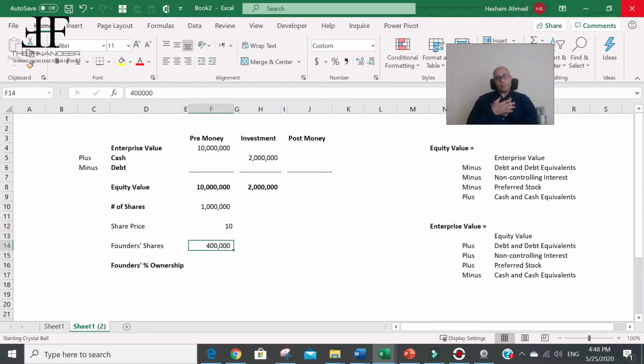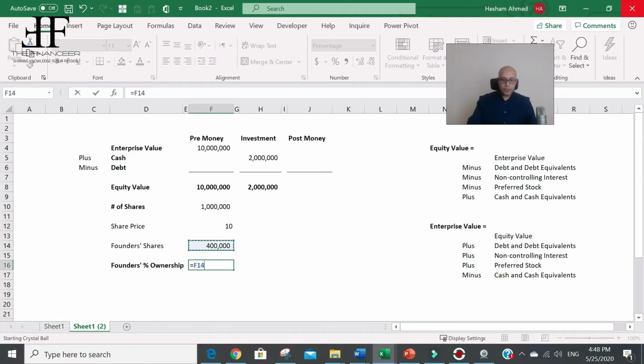Assume that myself, as a founder, I have 400,000 shares. So what is your ownership percentage? Simply, you divide the 400,000 shares by the 1 million shares outstanding. So you have a 40% ownership in this business as a founder, and the remaining 60% may belong to other investors, okay?